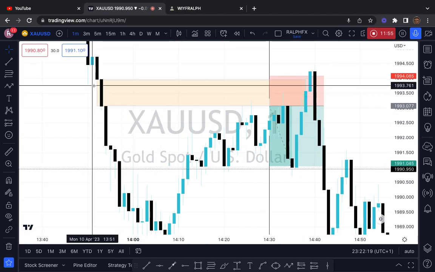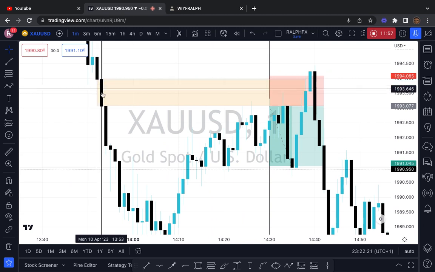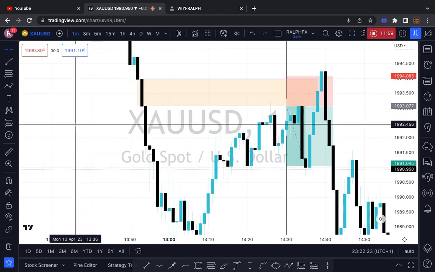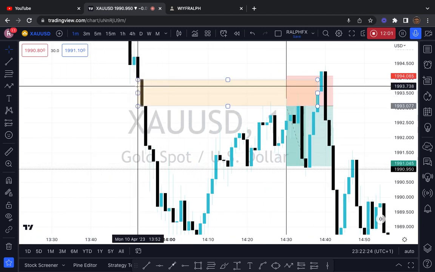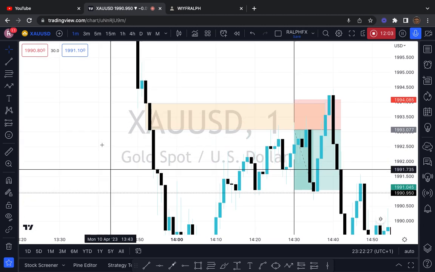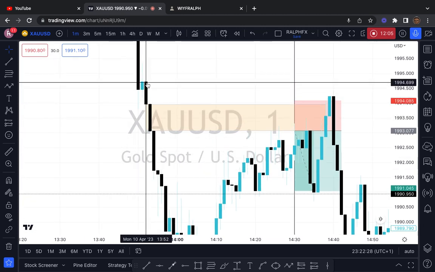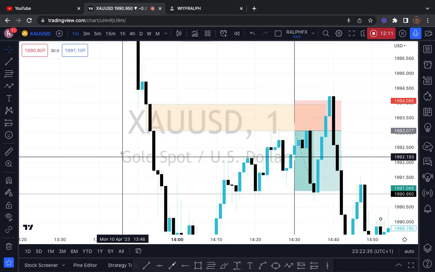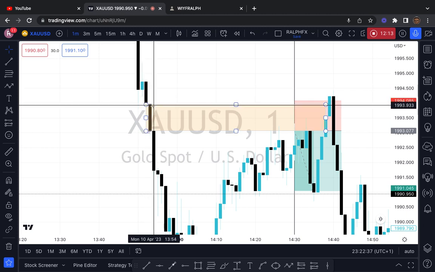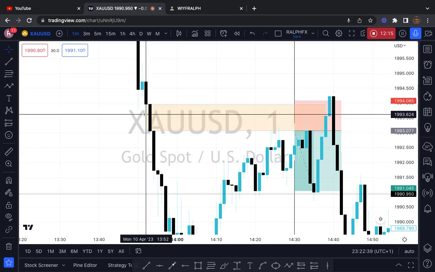So I have a fair value gap on this candle right here. How do I know that this is my fair value gap, and why did I choose this candle and not this candle? This is how I look at it. I look at the three candles moving in one direction. So we have one, two, three, right? I pick the middle one.